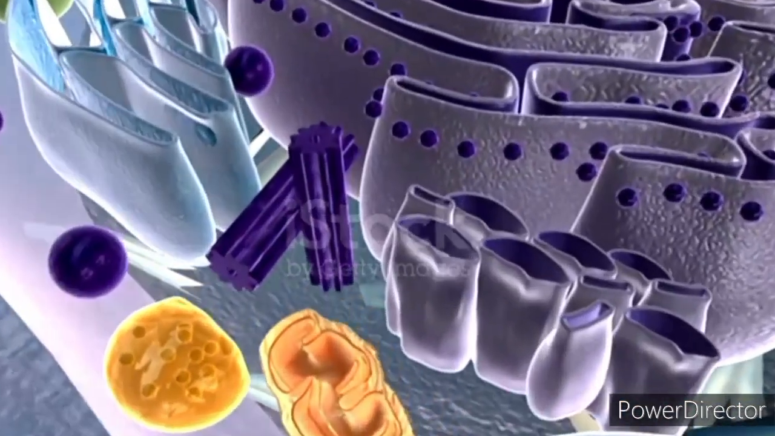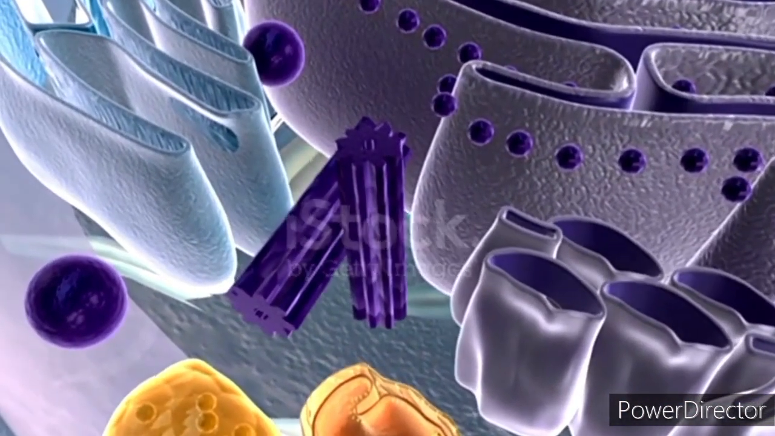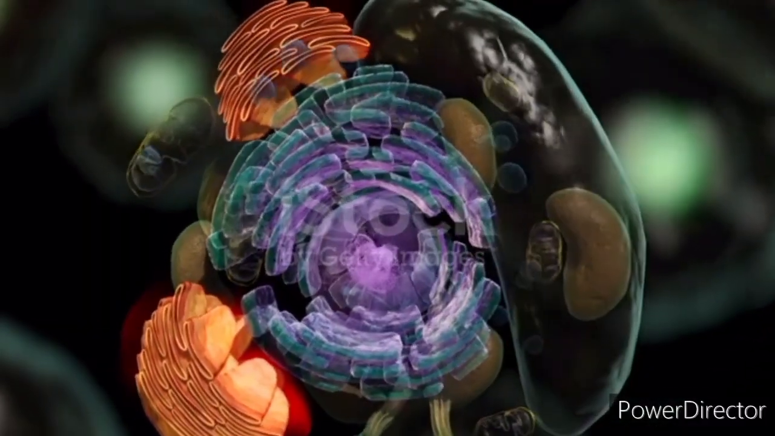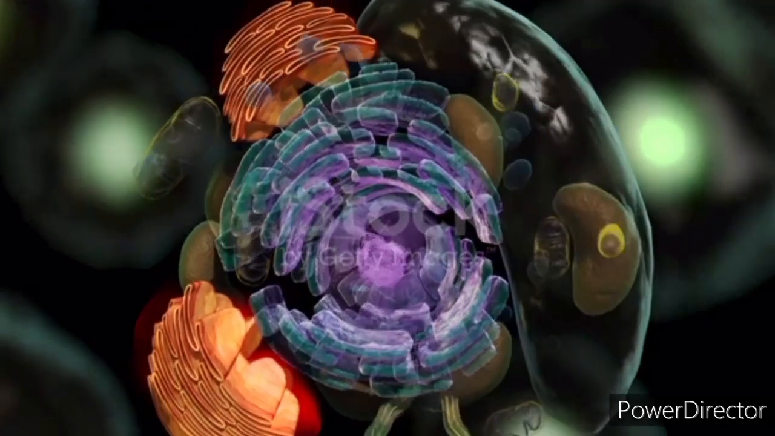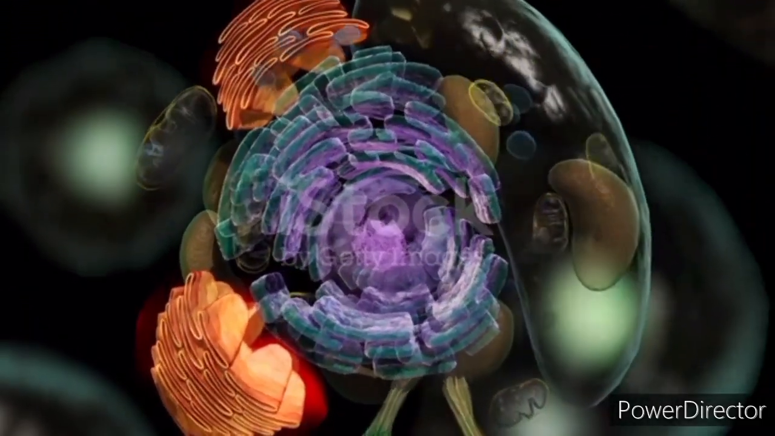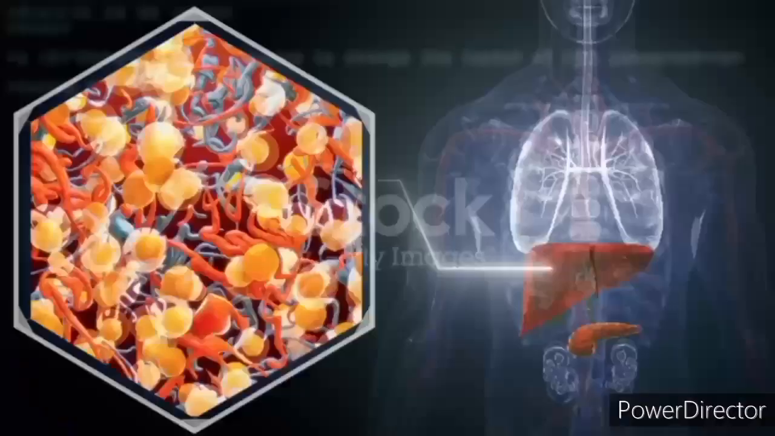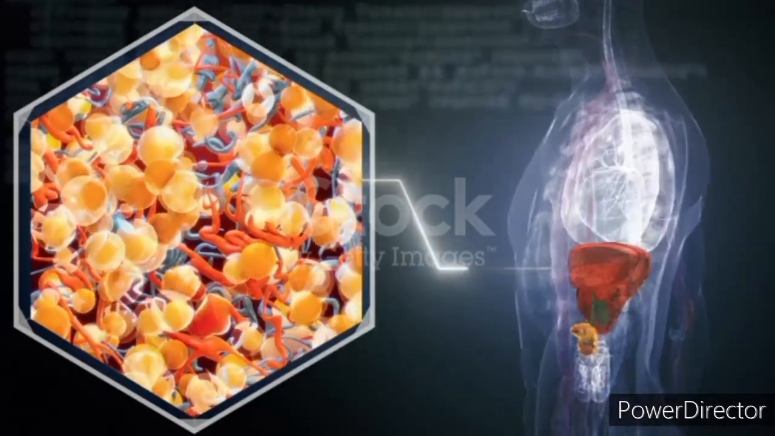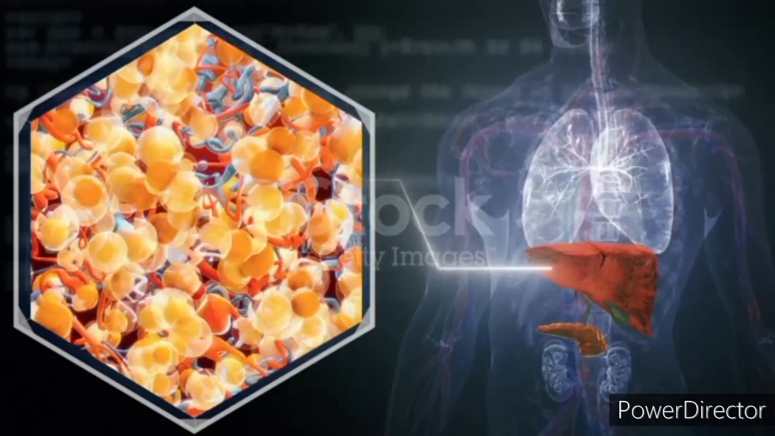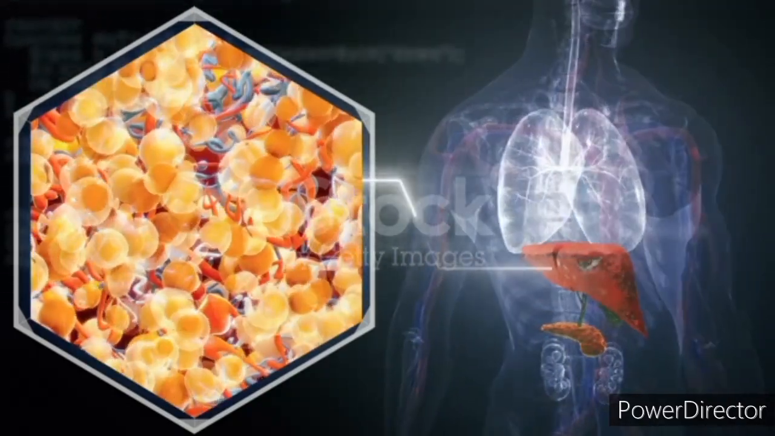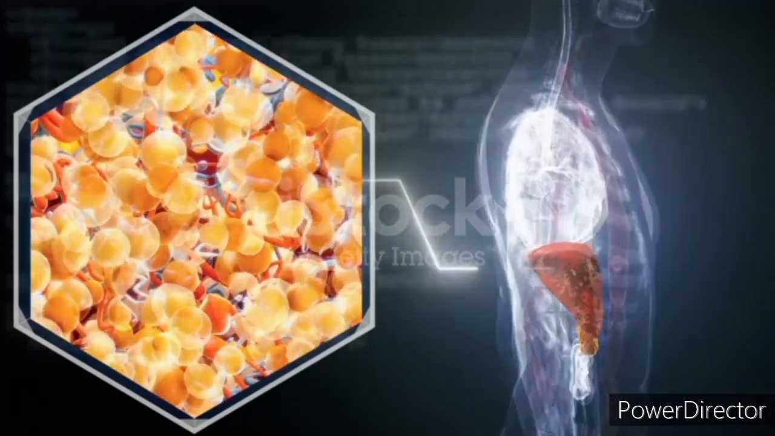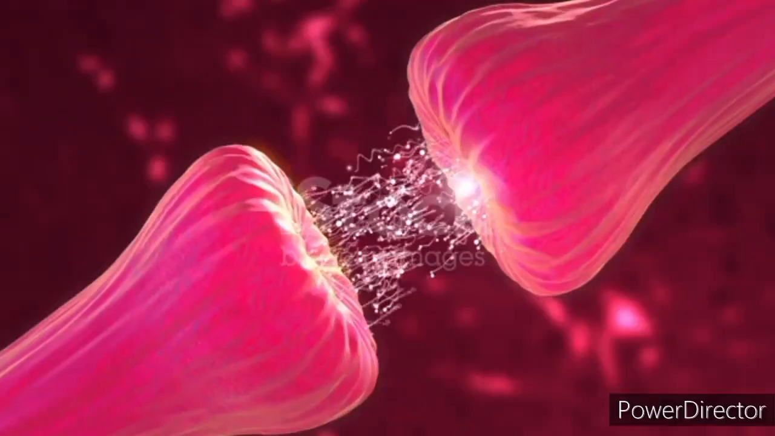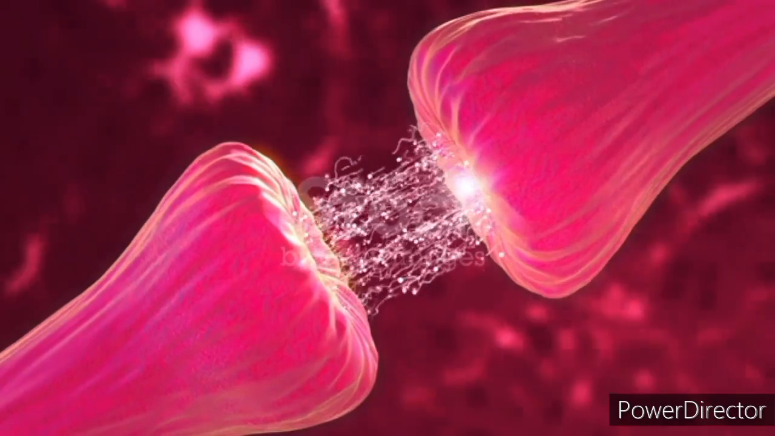Protein and lipid synthesis. Rough endoplasmic reticulum is primarily involved in protein synthesis, while smooth endoplasmic reticulum is more focused on lipid metabolism and synthesis. Detoxification and calcium storage. SER plays a crucial role in detoxifying drugs and toxins by processing and modifying them to make them more water-soluble for removal from the body. It also stores and releases calcium ions, which are essential for muscle contraction, cell signaling, and various other cellular functions.